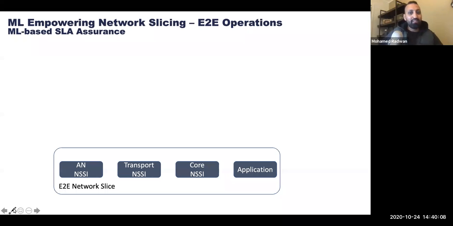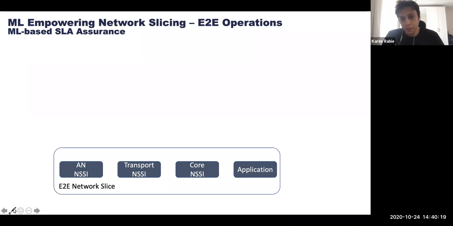So yeah, I believe it's a very interesting use case, but this is not the only use case. Karim, as he said, has tried carefully to choose the right one, which makes sense with the standard product. Okay, so let's agree first that the network slice, the basic one, consists of an access network slice subnet, transport slice subnet, and core slice subnet.